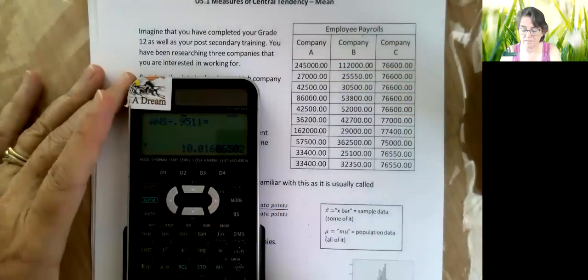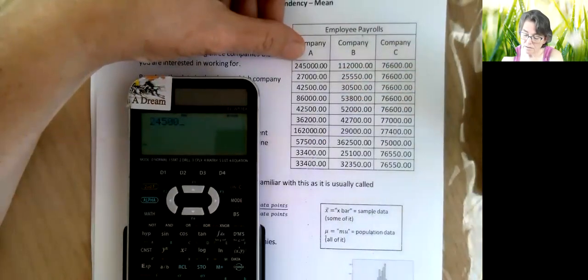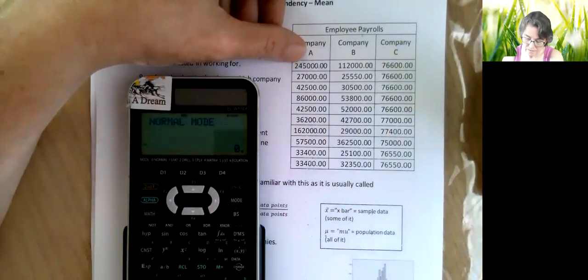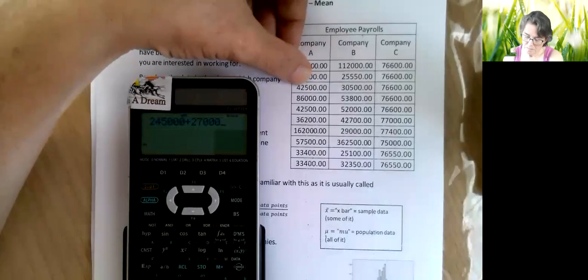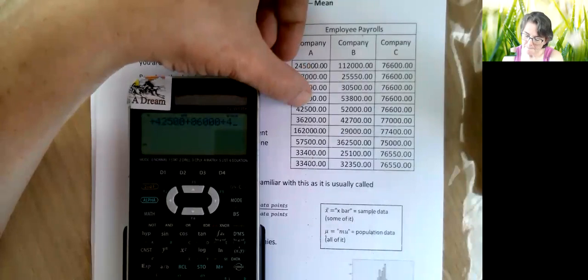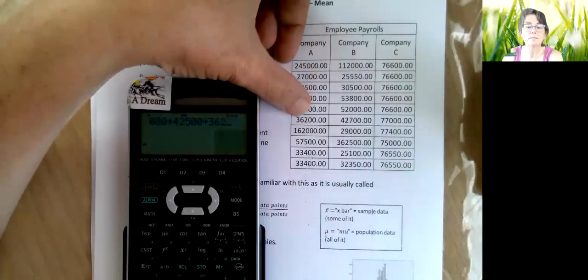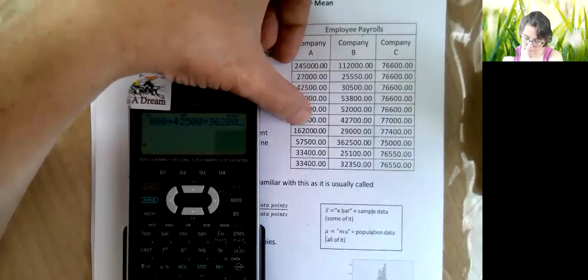Let's see if I can get it right the first time. 245 plus 27,000. Oh, messed up already. 245 plus 27 plus 42500. Oh, there's a big one.